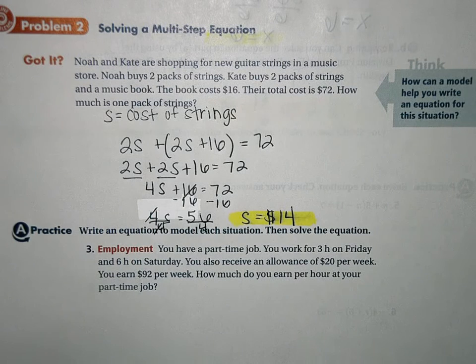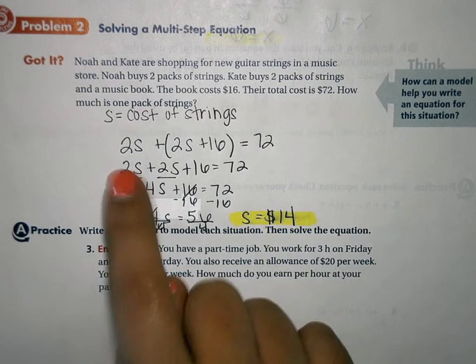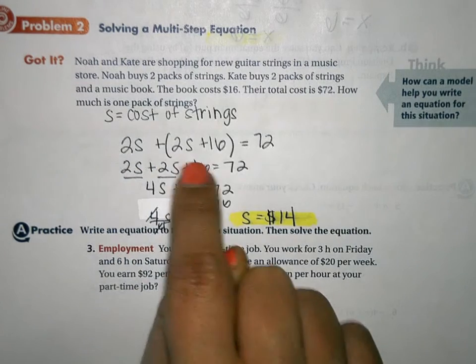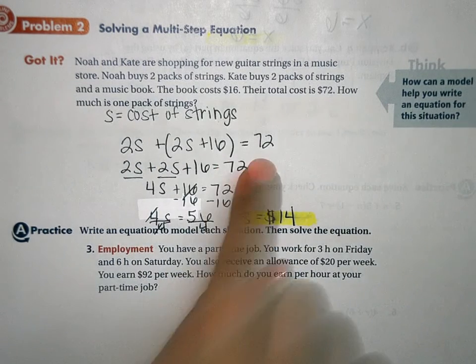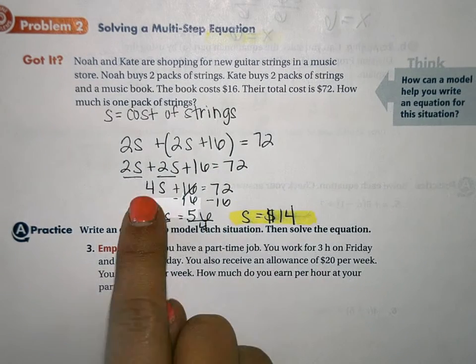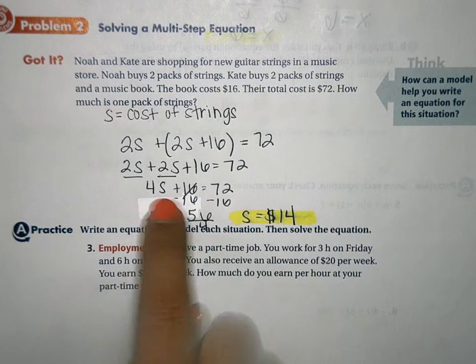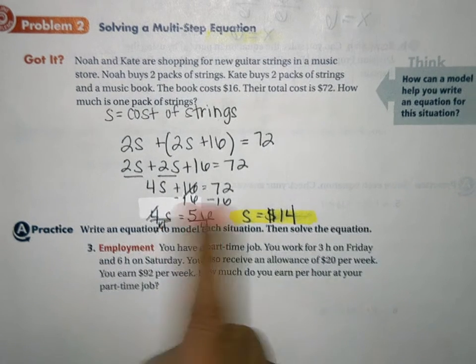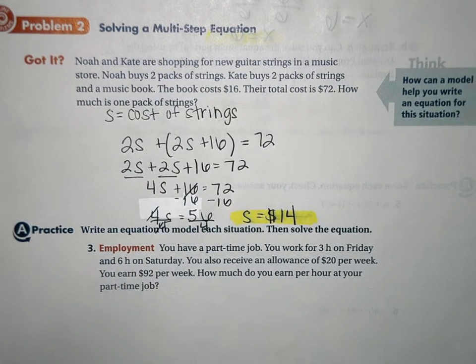So in this problem, S is the cost of 1 package of strings. The equation should have been 2S plus 16 equals 72. Take down the parentheses and then combine like terms. Subtract 16 from both sides and then divide both sides by 4. So 1 package of strings cost $14.